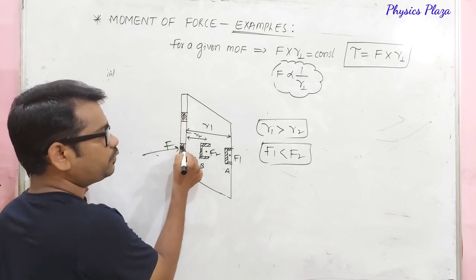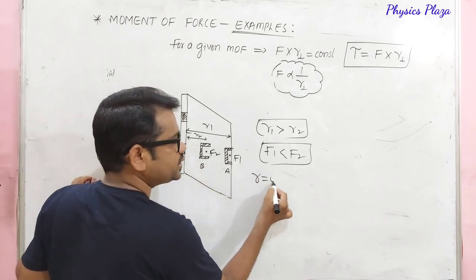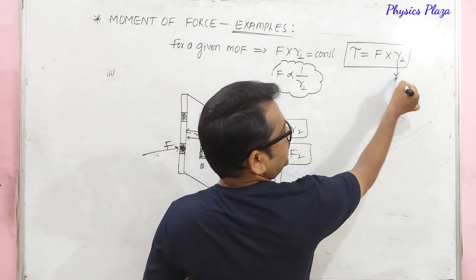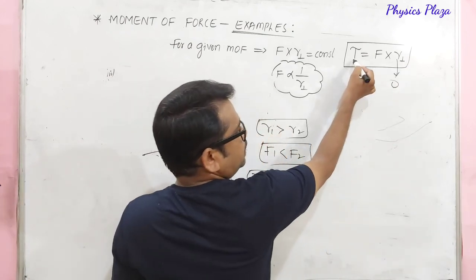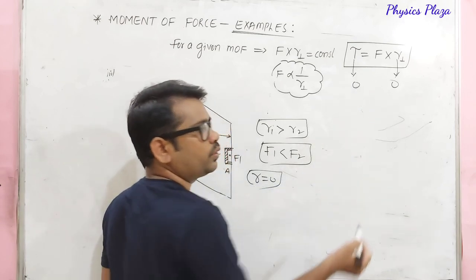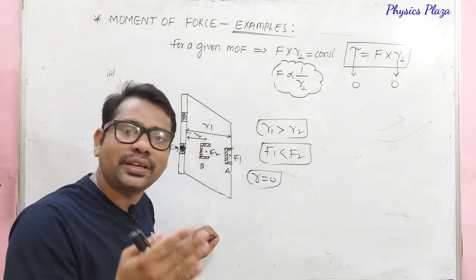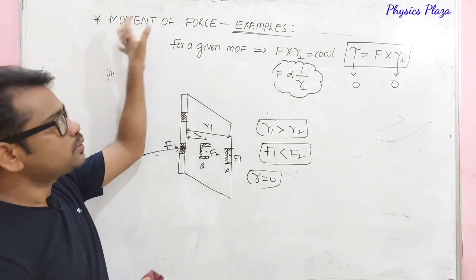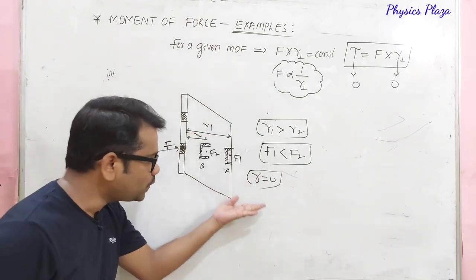At a hinge, you are applying the force. What is the perpendicular distance? The perpendicular distance will be zero. As the perpendicular distance is zero, dear children, what will happen? The moment of force will also be zero. So there is no turning effect at all. So dear children, these are the important examples under moment of force. Okay, dear children, just copy this door example also.